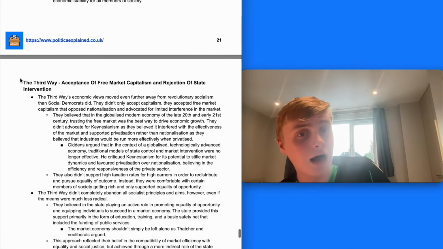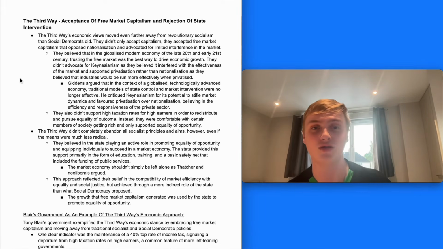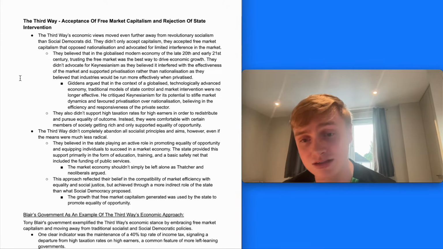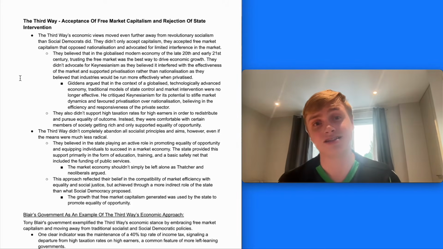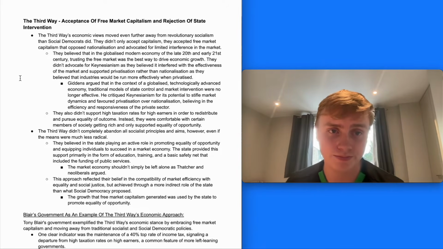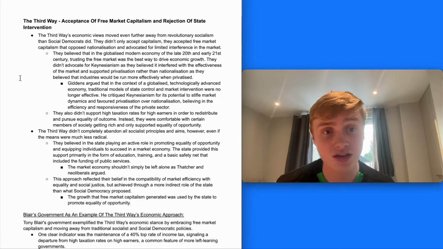The third way go much further than social democrats in moving away from revolutionary socialism. Not only do they accept some version of capitalism, the idea that capitalism can be managed, they actually support free market capitalism, believing that privatization and free market capitalism is the best economy to promote growth in the late 20th and early 21st century. So they reject Keynesianism, believe that it interferes with the effectiveness of the market, and believe that privatization is the best way to run industries.